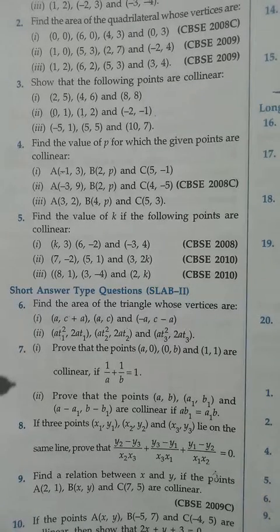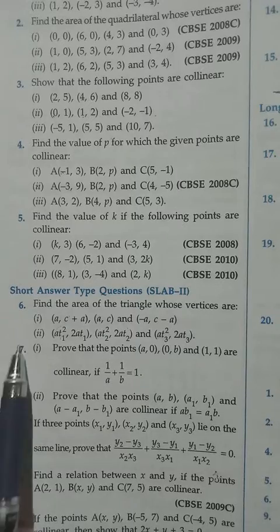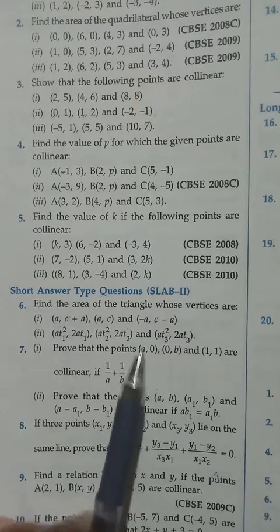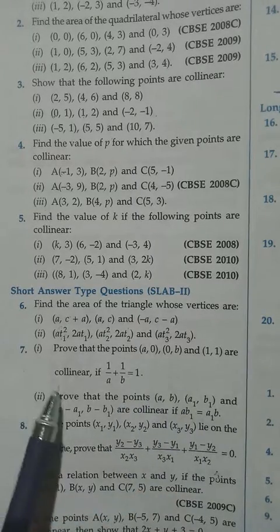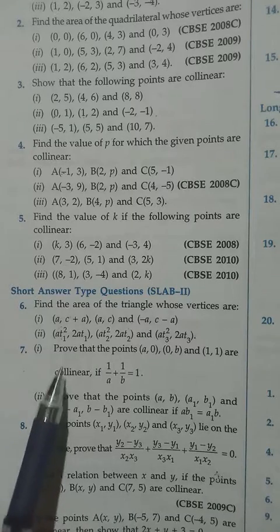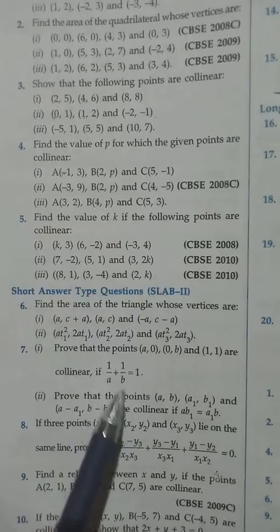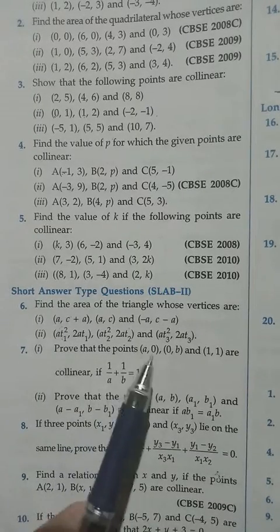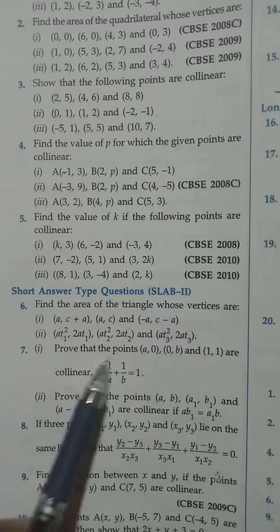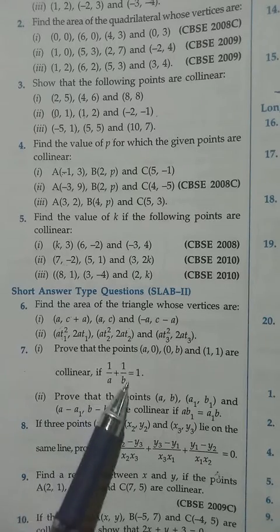We'll continue with exercise 7D, coordinate geometry. Now we see question number 7. We have these 3 points, and we have to prove they are collinear if 1 by A plus 1 by B equals 1. That means these 3 points will be collinear only if 1 by A plus 1 by B equals 1.